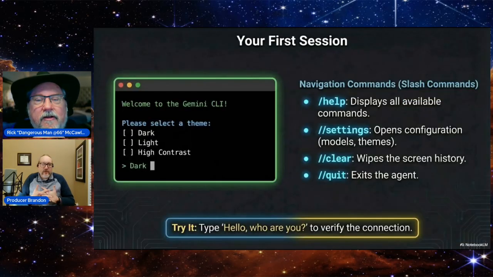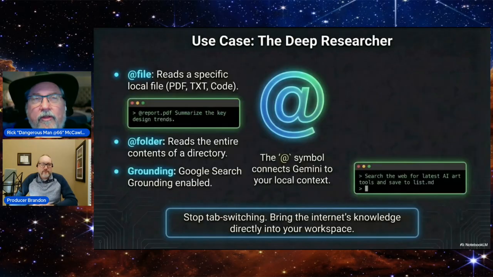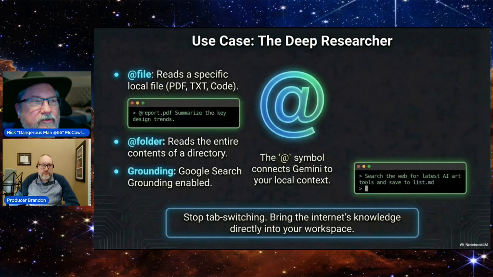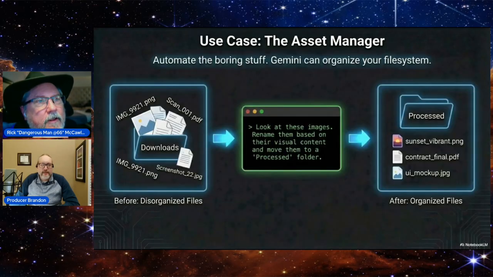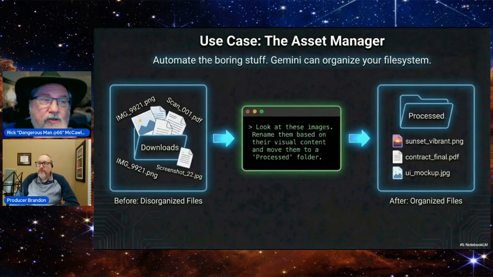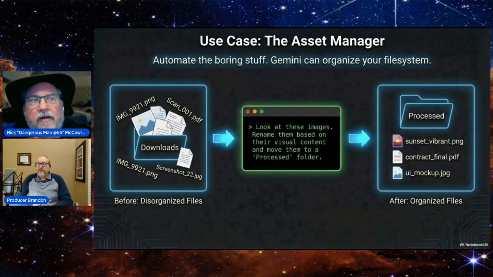So let's get to what the biggest things you can do are. A website, some deep research, which you could do in Gemini itself, even voice activated. Then the asset manager. Renaming is one. You have disorganized files. Rick, I think I took a screenshot of your actual hard drive here.